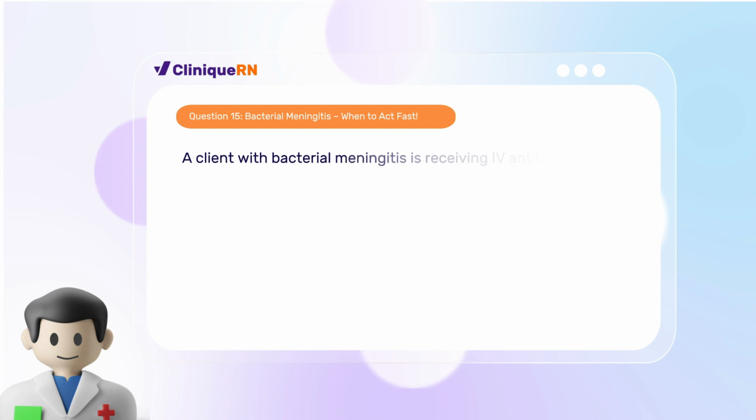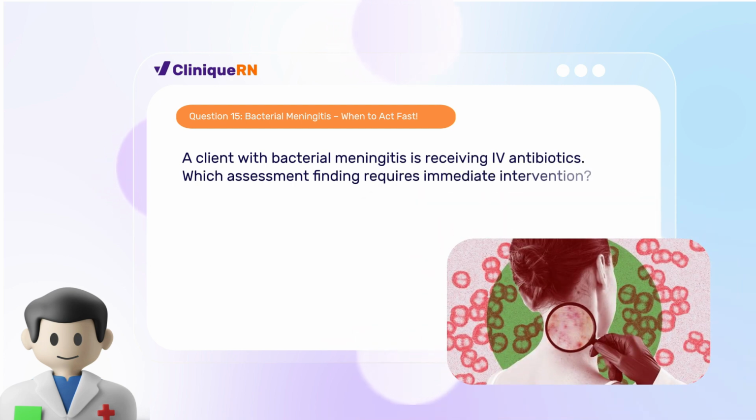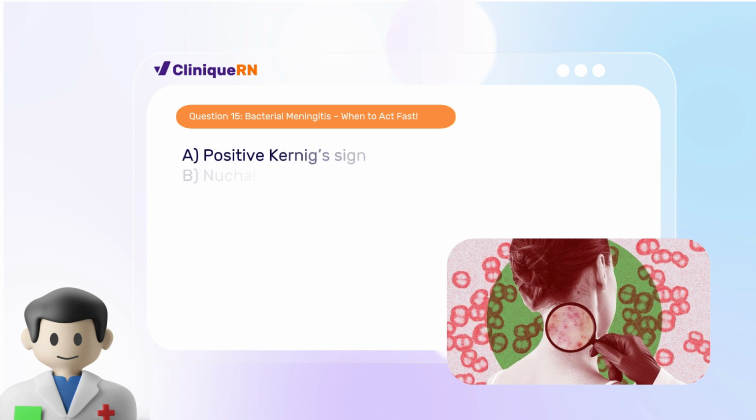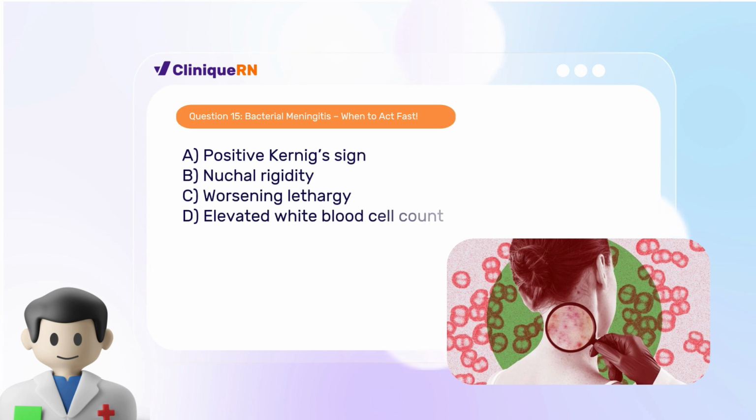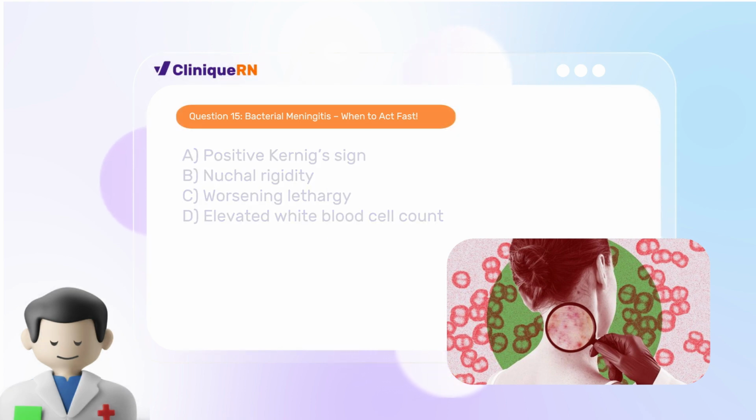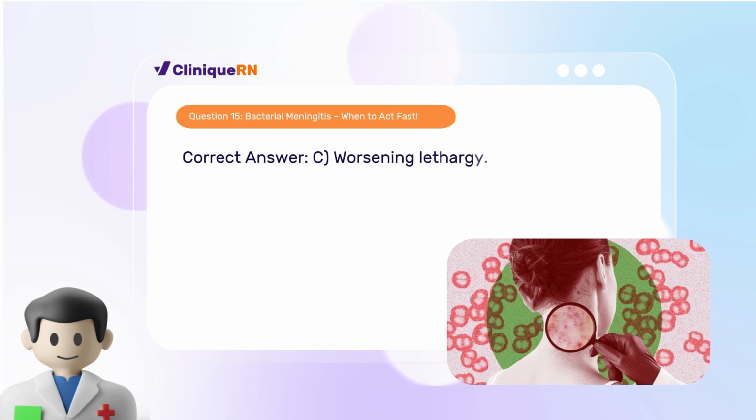Question 15. Bacterial meningitis. When to act fast. A client with bacterial meningitis is receiving IV antibiotics. Which assessment finding requires immediate intervention? A. Positive Koenig's sign. B. Nuchal rigidity. C. Worsening lethargy. D. Elevated white blood cell count. Correct answer: C. Worsening lethargy.